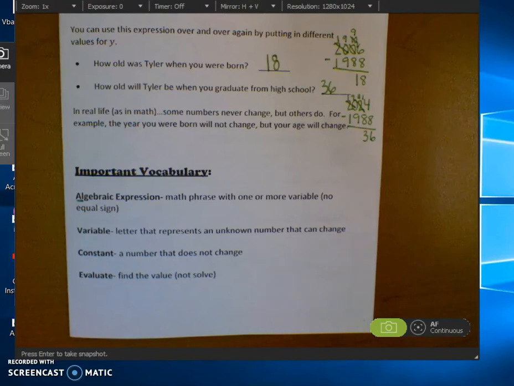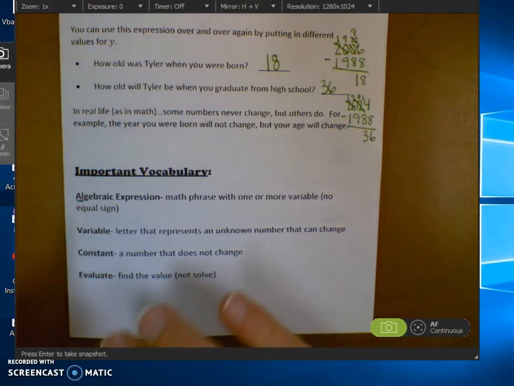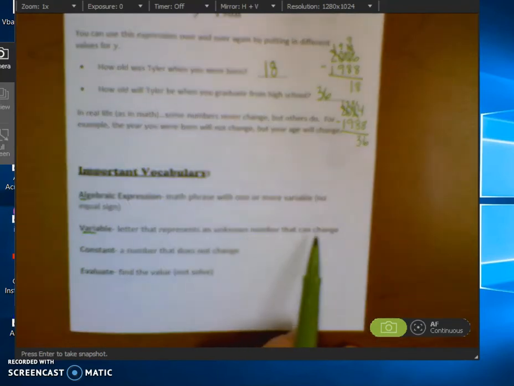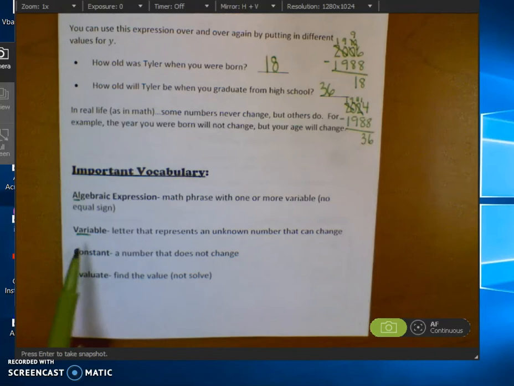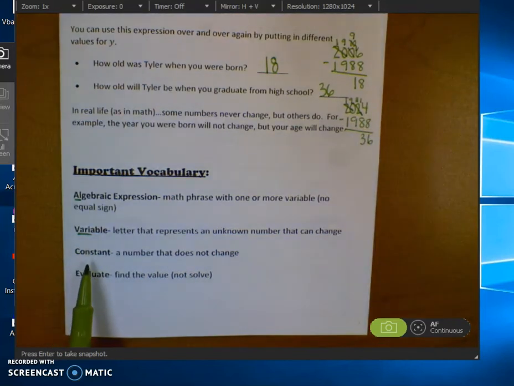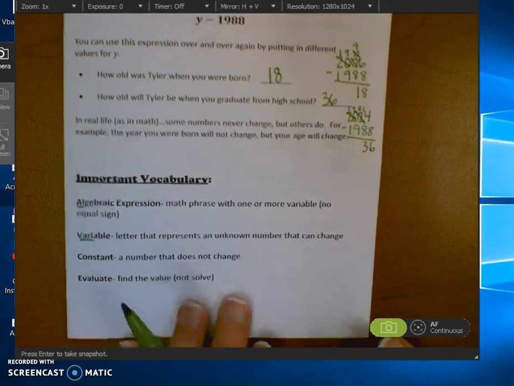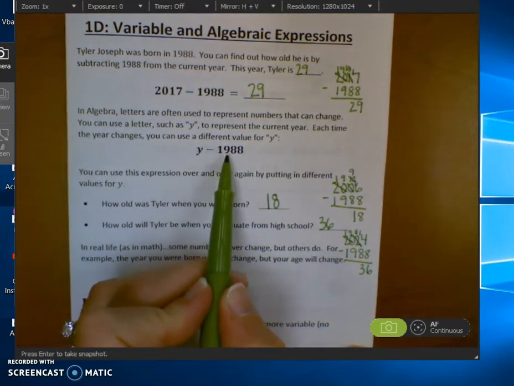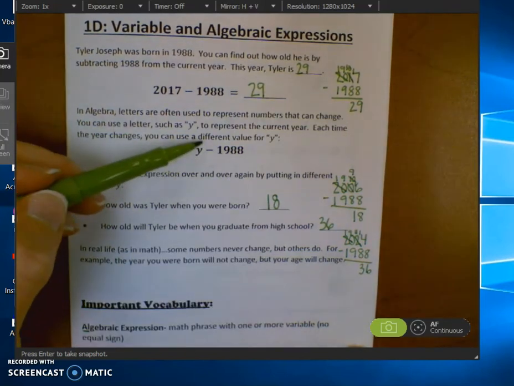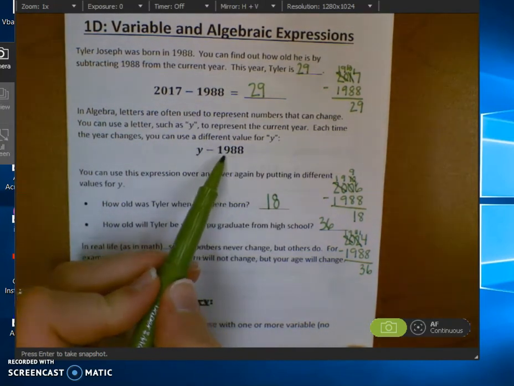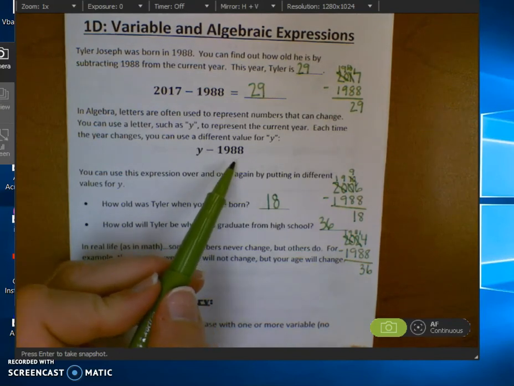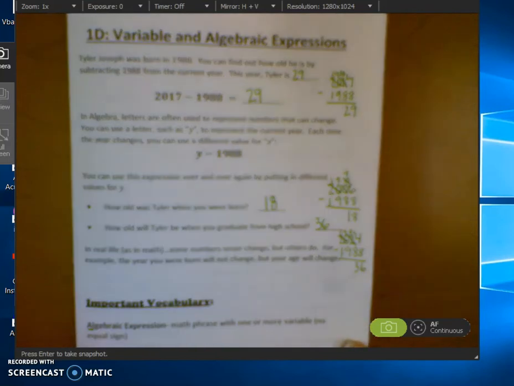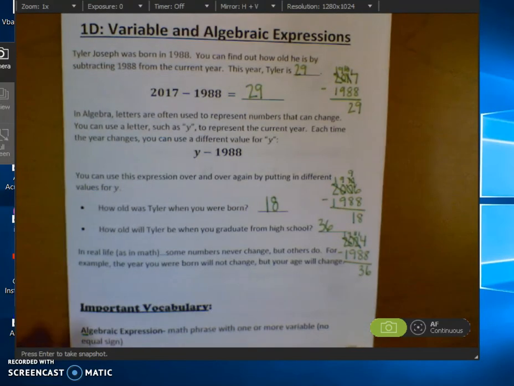Equations have equal signs. A variable, if you look at the beginning, it varies, is a letter that represents an unknown number that can change or varies. So that's a variable. A constant is a number that does not change. So for example, up here, this was an algebraic expression, y minus 1988. Y is my variable, 1988 is my constant. It does not change. There's nothing that changes about that. It is always going to stay the same. The value of 1988 doesn't change because it doesn't have a variable.